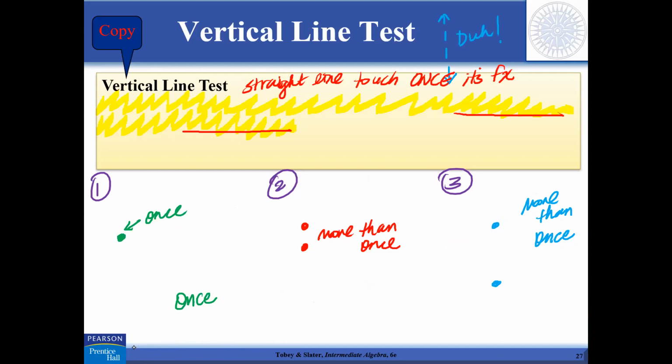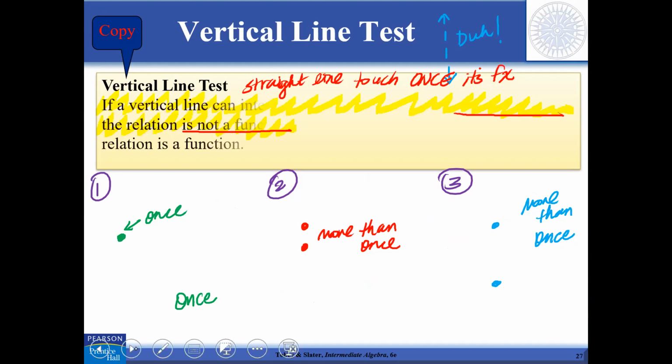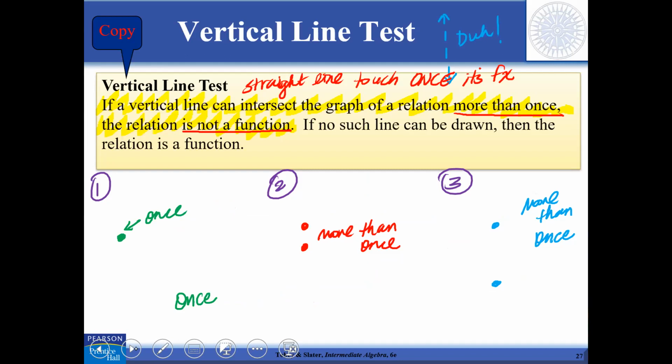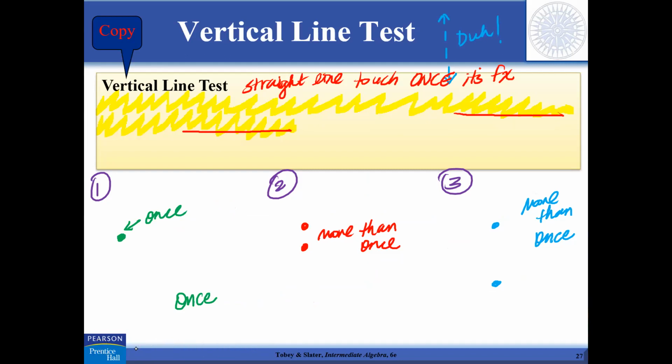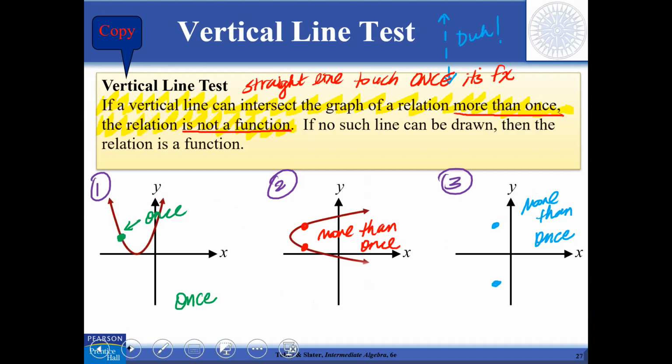Vertical line test sounds exactly like what it is. It is a straight line that goes up and down, and if it touches the graph once, then it is a function. If it touches the graph more than once, like twice or three times, or maybe sometimes four times, then no, it's not a function. So let's take a look at an example here.